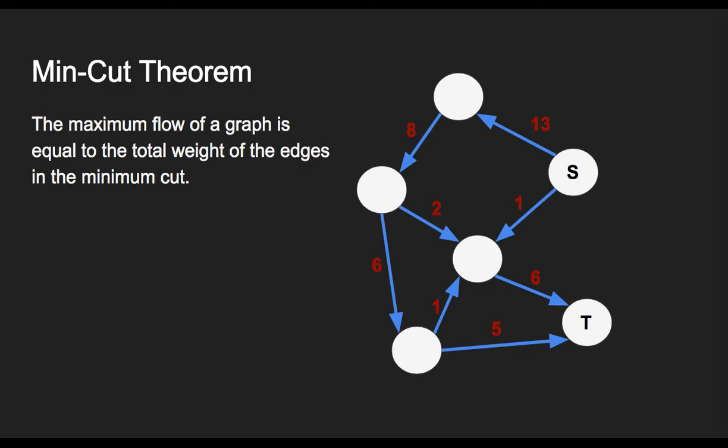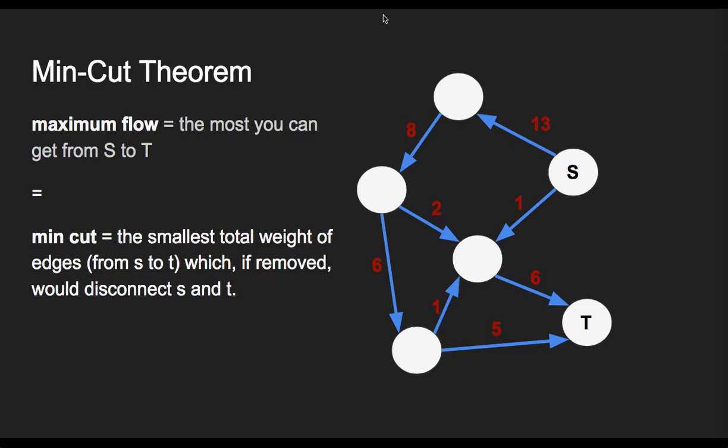Hello everyone, in this video we're going to go over the min-cut theorem, also called the max flow min-cut theorem. And it's a pretty simple theorem. It says the maximum flow of a graph is equal to the total weight of the edges in the minimum cut. So let's break that down.